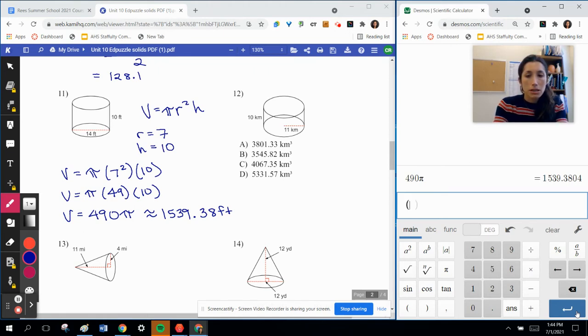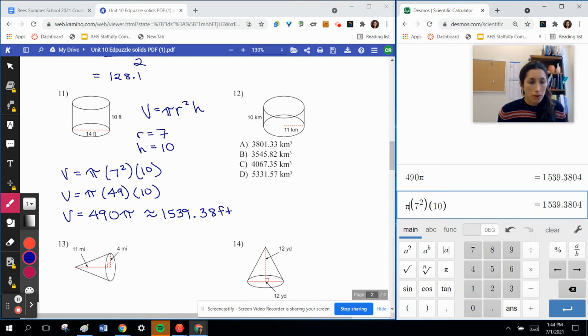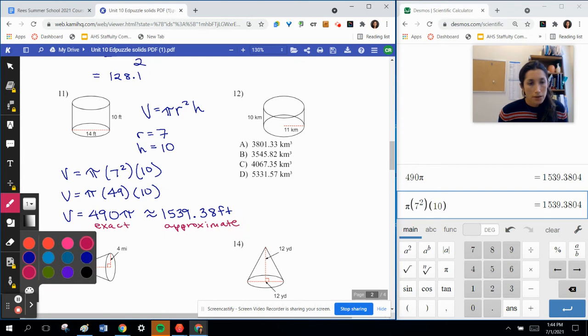So how you put this in the calculator initially, if you just did the 7 squared times 10, that would have given you 490. But if you put pi in front of it, that gives you the answer already in what we call approximate form. So we'll just say this is the exact form where we leave pi in the answer, and this is the approximation. We rounded the answer. Okay, go ahead and solve question 12.